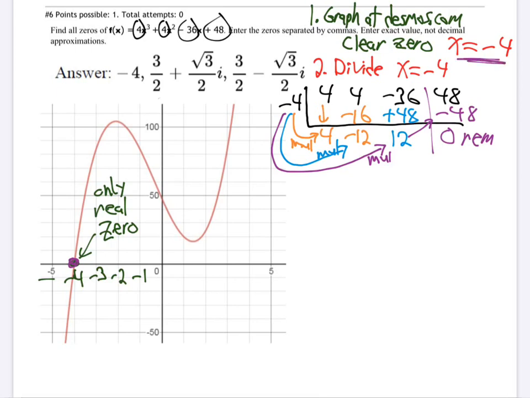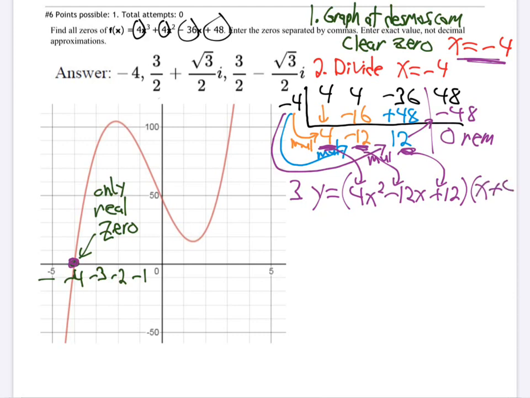Okay, so now what do we have? We know our function is, what are the coefficients? 4x squared minus 12x plus 12 and x plus 4. Remember? Opposite, whenever you take an answer and you put it in parentheses next to an x, a single number in parentheses next to x, it's always opposite of the real number it is. So x plus 4. Okay, so we're there.